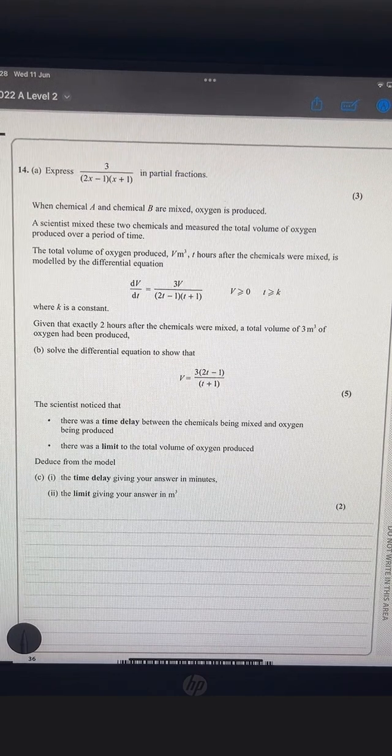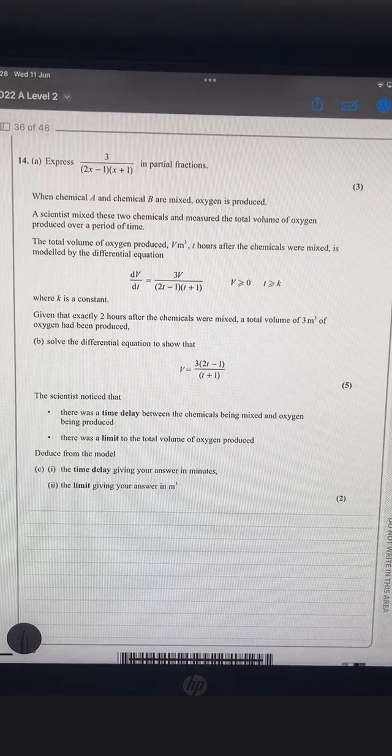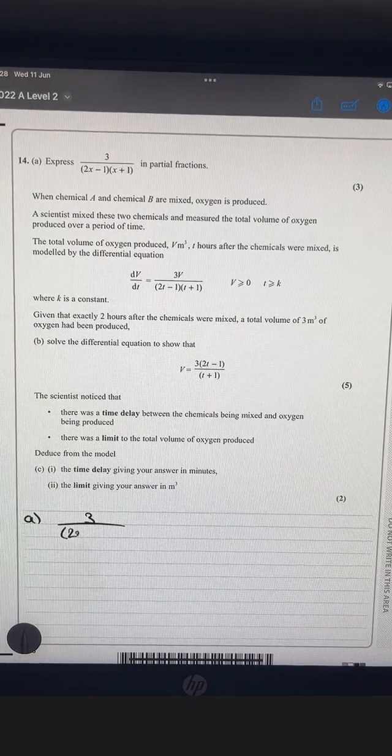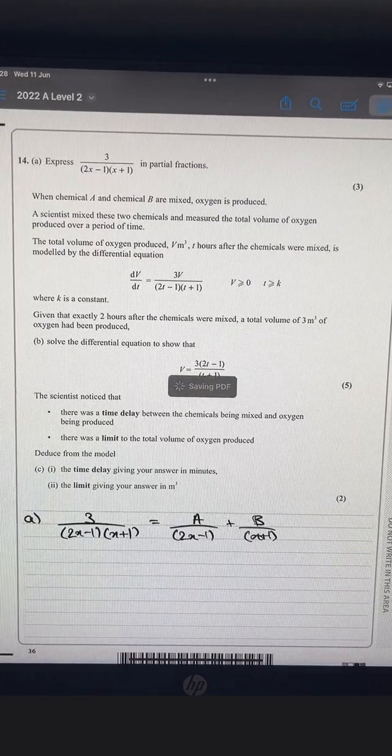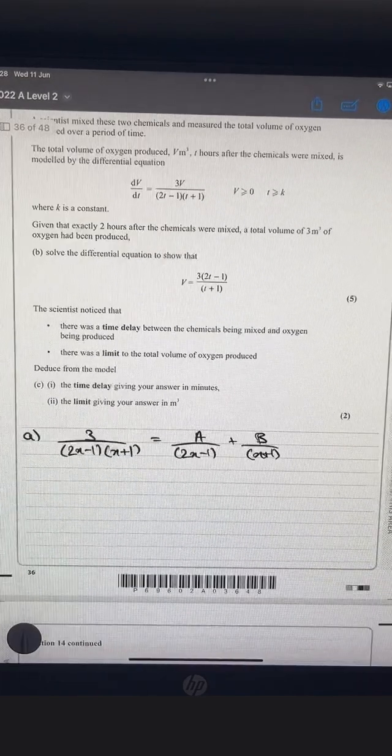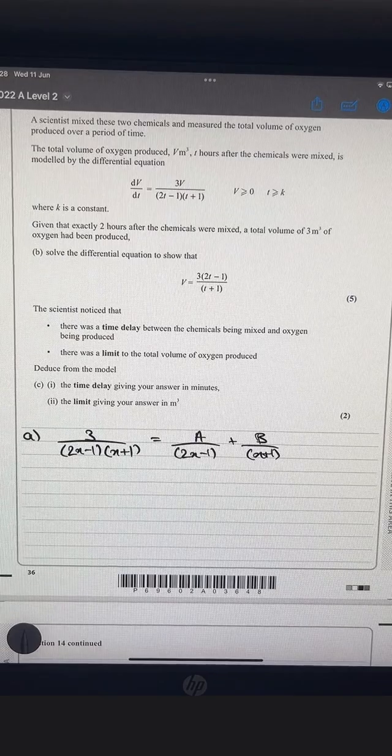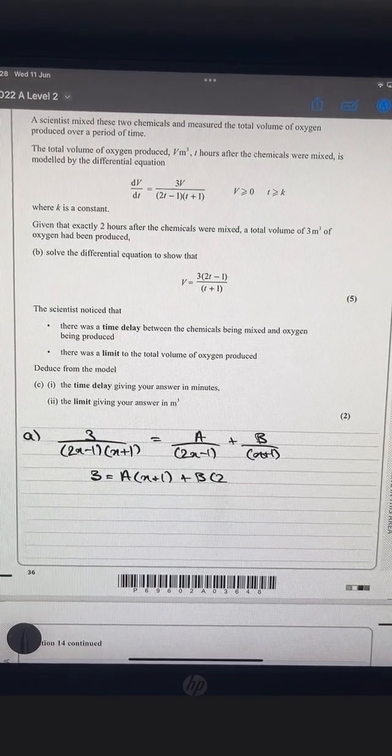Express that as partial fractions. Okay, nice, part A. So I know that 3 over (2x minus 1)(x plus 1) has no repeated factors on the bottom, so that's just going to be A over (2x minus 1) plus B over (x plus 1). I'm going to stop and start again because there's a delay. All right, cool. So 3 is equal to A times (x plus 1) plus B times (2x minus 1), because I've multiplied through by (2x minus 1) and (x plus 1) on both sides.